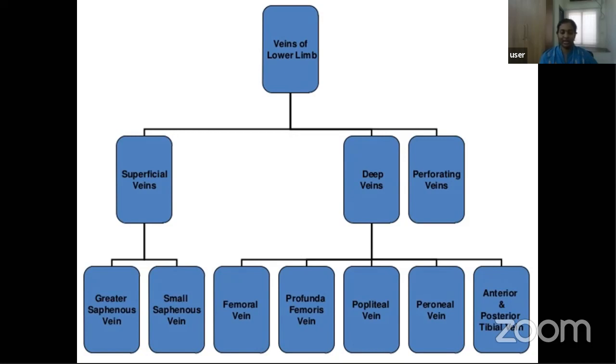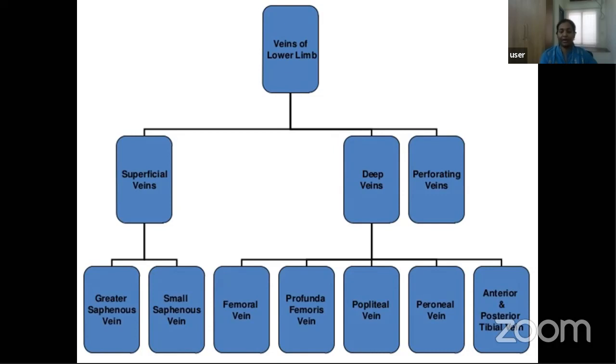The small saphenous vein starts from the lateral side of the dorsal venous arch. It goes upwards posterolaterally, pierces the deep fascia and opens into the popliteal vein in the popliteal fossa.